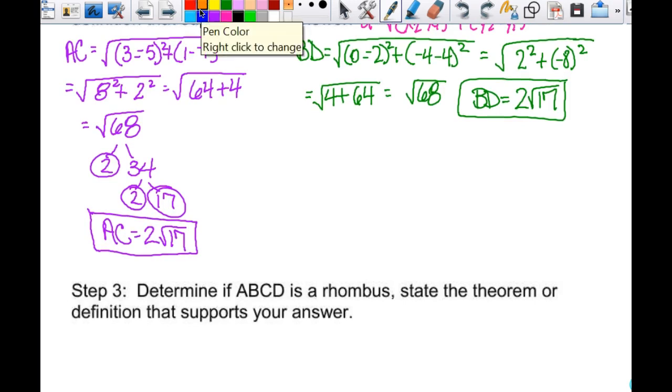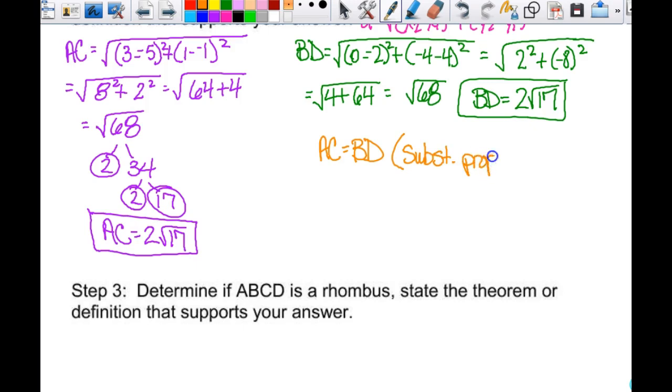So because I know that these are both equal to 2 square root of 17, then I can say the length of AC equals the length of BD. And my reason for that is the substitution property of equality. And that is because I can substitute the length of BD in for 2 square root of 17 over there. Now, that doesn't say that they're congruent either. That says that the lengths are equal. Does that mean that they're congruent? Well, I mean, it's not enough to explain it, but because the lengths are equal, then they are congruent, right?